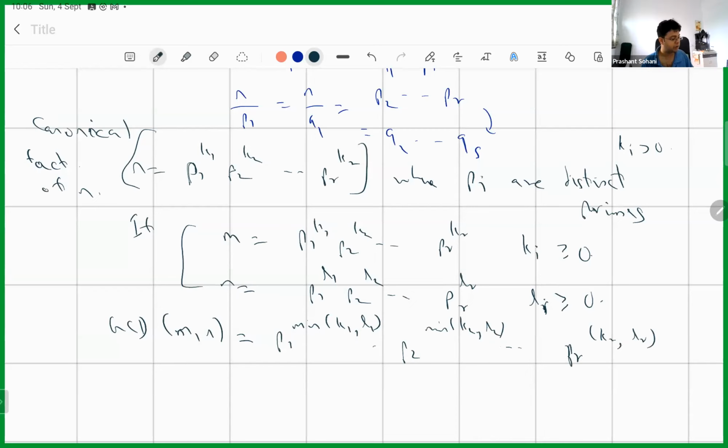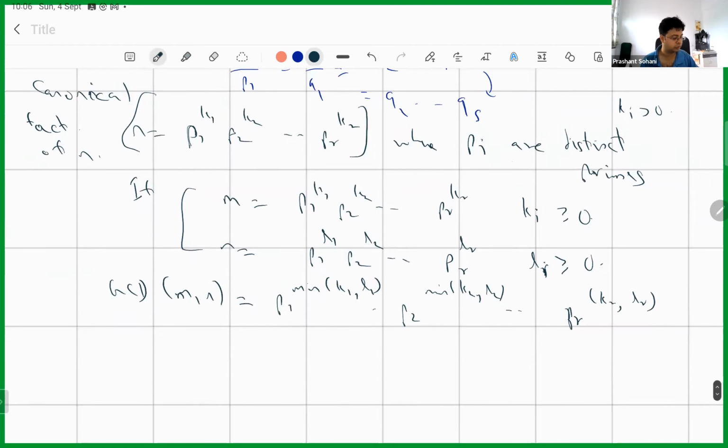So the GCD will take the minimum of the two exponents. And this is something which you study in school, so it should not be a surprise. Again, I will not spend time trying to prove this. I think you can try to do this as an exercise, that this is the GCD, and the same for LCM. LCM is the same thing but with the max. So you take the max of all the exponents, and that will give the LCM of the two numbers.